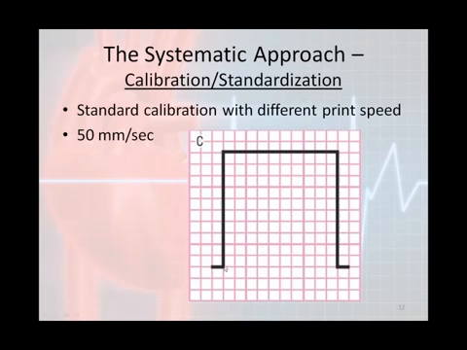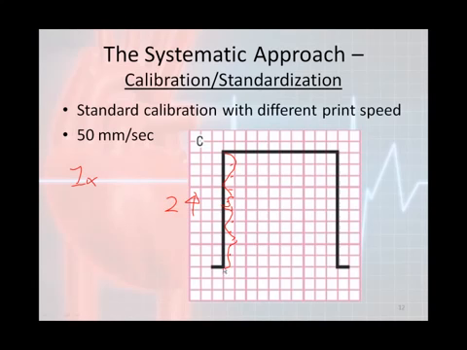So if we were to count this, here is 1, 2, 3, 4, 5. There's 1 big box tall. 1, 2, 3, 4, 5. There's 2 big boxes tall. So I know, since this is 2 big boxes tall, I am printing at standard size.